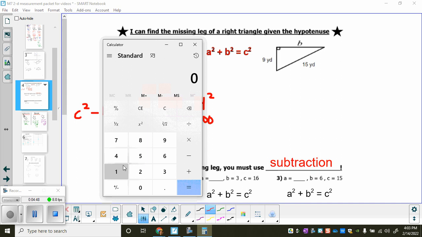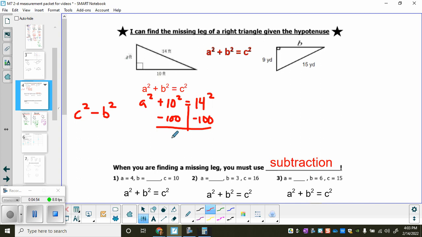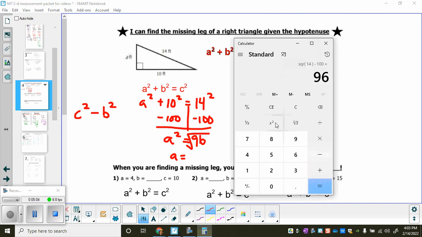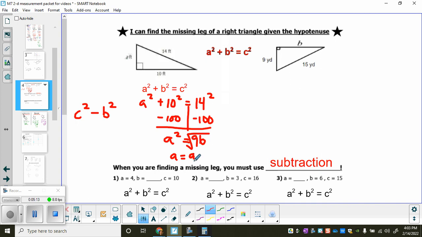So 14 squared was 196. When I subtract the 100, I get 96. So a squared is 96. Now to find a, I need the square root of that. So the square root of 96. Whoops, I went the wrong way. There we go. And we're going to round this here. Let's use this 9 to bump this up to a 9.8. So we just found this side to be a 9.8.